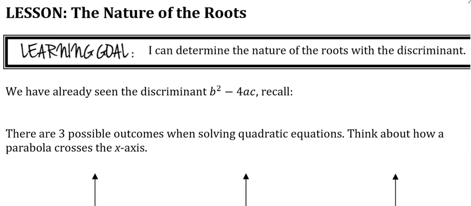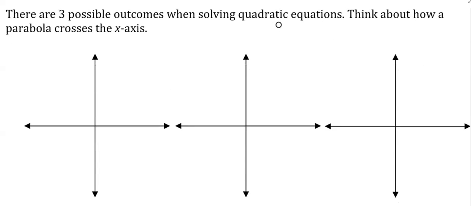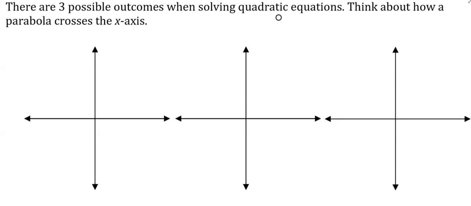If we think about how a parabola crosses the x-axis, and we talked about how solving a quadratic equation that's equal to 0 is the same as finding x-intercepts. And this is something that I think a lot of people don't take enough time to really think about, what exactly that means and what that looks like and how that's true. So I would encourage you to do that.